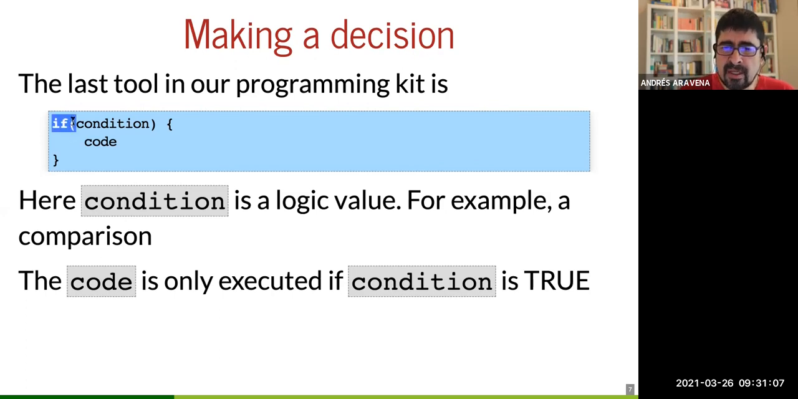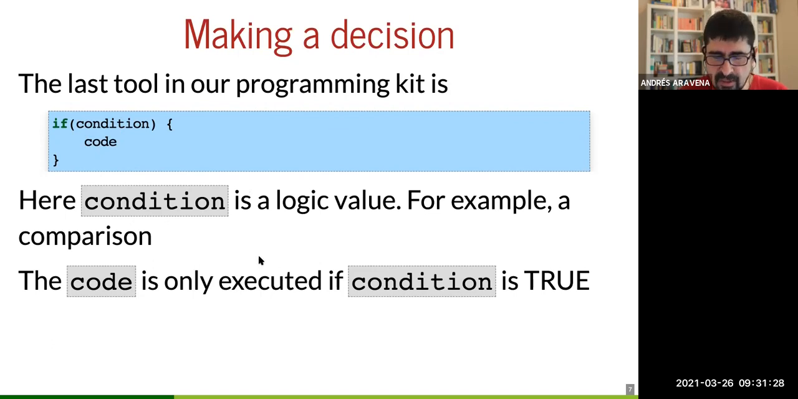So we have this keyword if. If this condition is true, then this code is executed. If not, you skip it. So if the number is less than 0, then you execute the code.